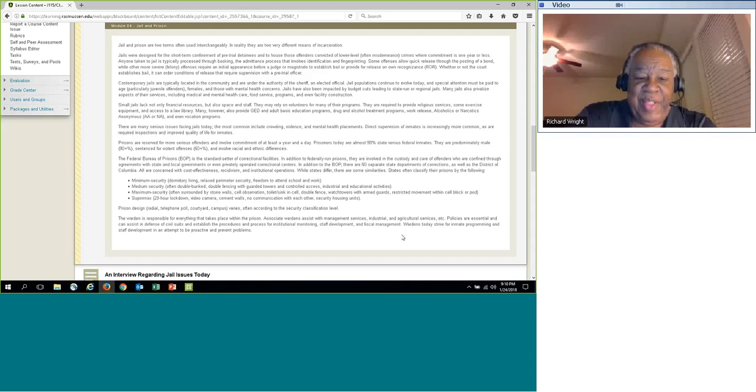Now, the standard for correctional facilities is the Federal Bureau of Prisons. And in addition to federally run prisons, they're involved in custody and care of offenders who are confined through agreements with the state and local governments. So that's where the feds come in and help out.